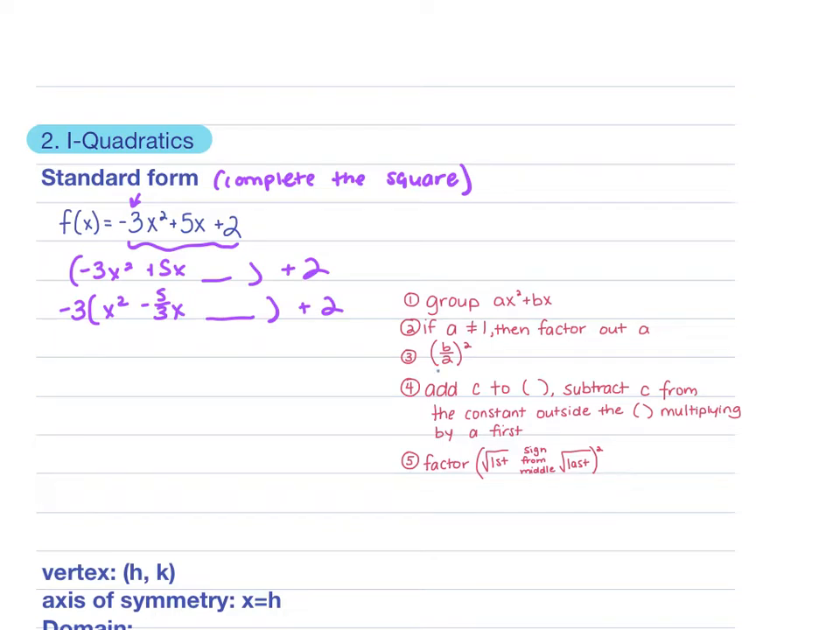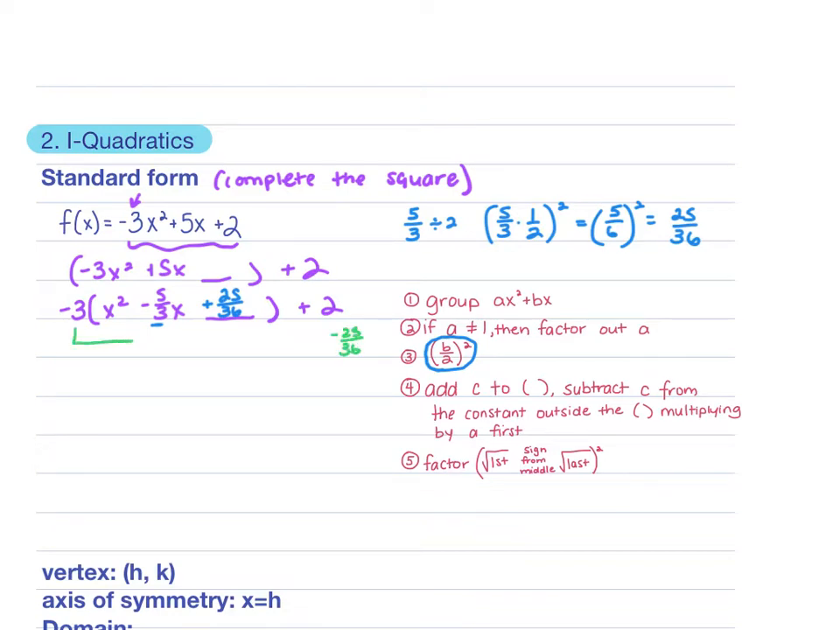Then I'm going to do b over 2 squared. So I have to take negative 5/3. I don't have to worry about the sign because I'm always going to square it. 5/3 divided by 2, which is the same thing as multiplying by a half, and then I have to square it. I get 5/6, and 5/6 squared is 25 over 36. That's what I'm going to add inside the parentheses. And then normally I subtract it from outside the parentheses.